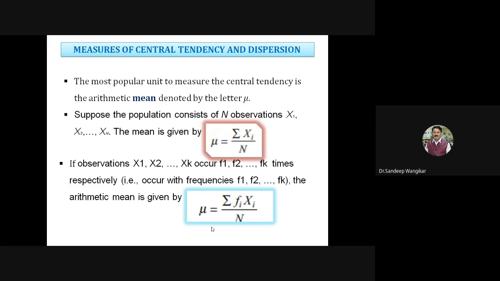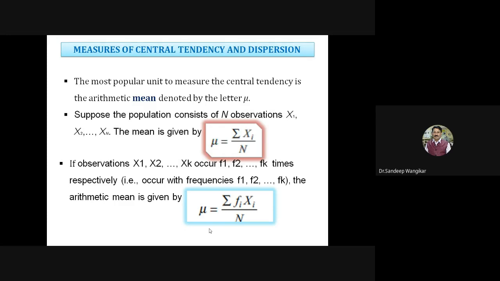So how to calculate this particular arithmetic mean? The population consists of n observations such as x1, x2, x3, x4, x5, up to xn. Then the mean is given by the summation of x divided by the total number. So you will get the mean. This is a very simple method.